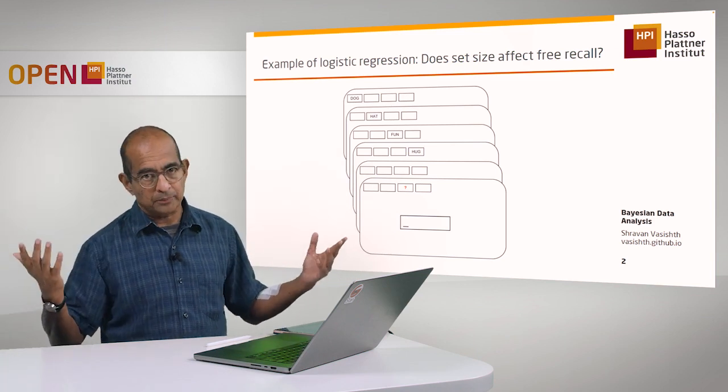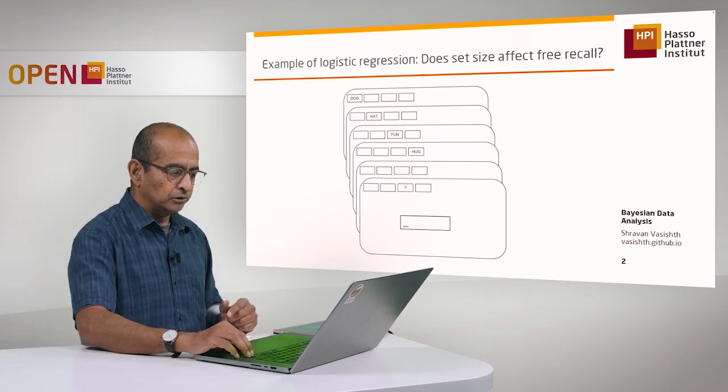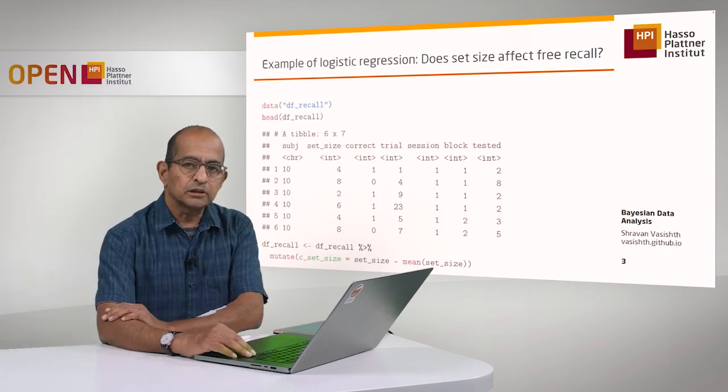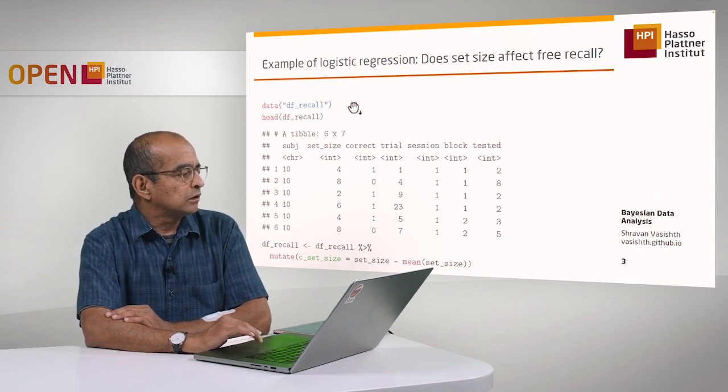You can imagine what's going to happen. As you increase the number of words, accuracy is going to tank. They're going to go down. Okay, so let's take a look at this data. This is also in our bcogsci package, this df_recall data set.